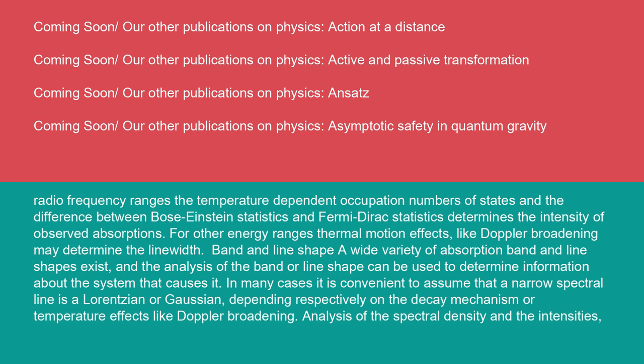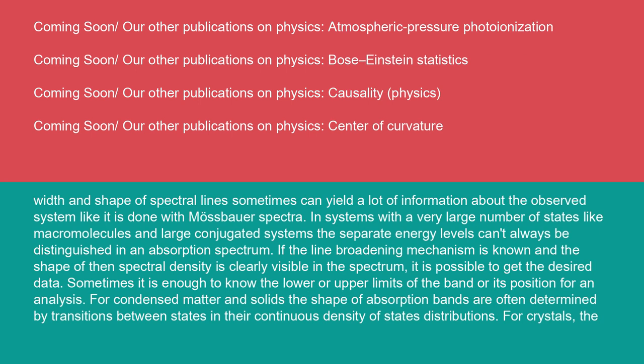Band and line shape: a wide variety of absorption band and line shapes exist, and the analysis of the band or line shape can be used to determine information about the system that causes it. In many cases, it is convenient to assume that a narrow spectral line is a Lorentzian or Gaussian, depending respectively on the decay mechanism or temperature effects like Doppler broadening. Analysis of the spectral density and the intensities, width, and shape of spectral lines sometimes can yield a lot of information about the observed system, like it is done with Mössbauer spectra.